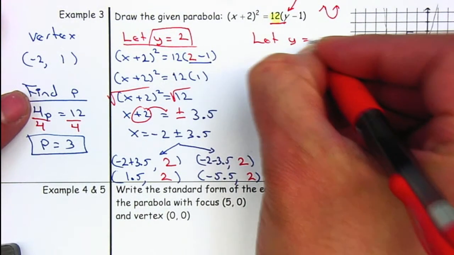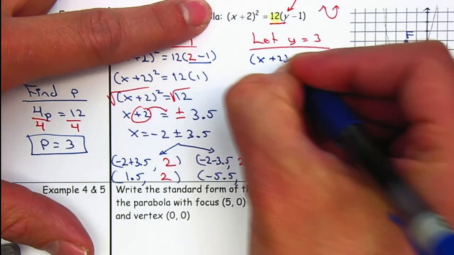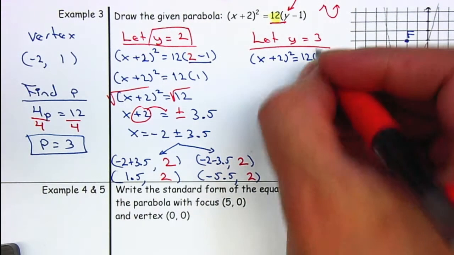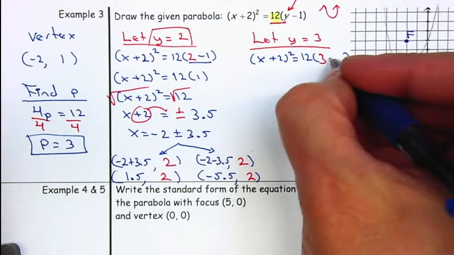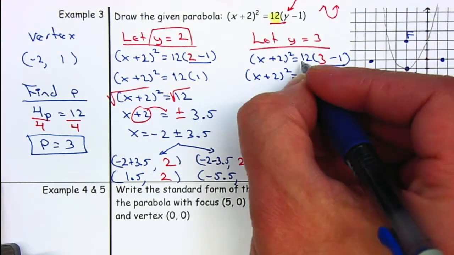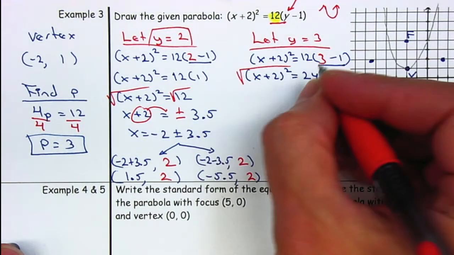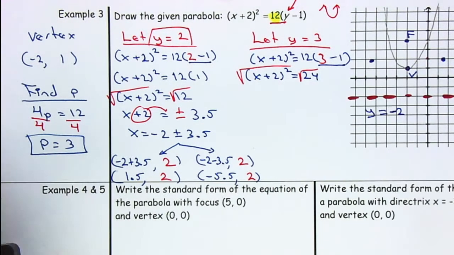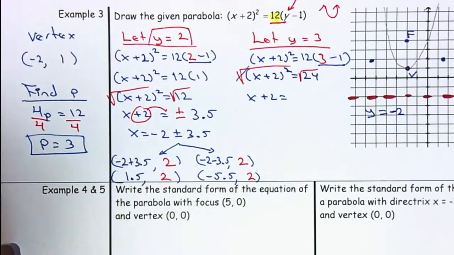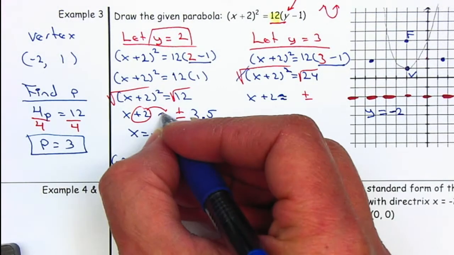Let y equal 3. And I'm going to plug it in. That is x plus 2 squared is equal to 12, but instead of that, y will be a 3 minus 1. That will be x plus 2 squared is equal to, this gives you 2 times 12 is 24. I'm going to take the square root on both sides. The square root cancels the square, so we have x plus 2 is equal to plus or minus, and this is an approximation. That should be the case on all of them.